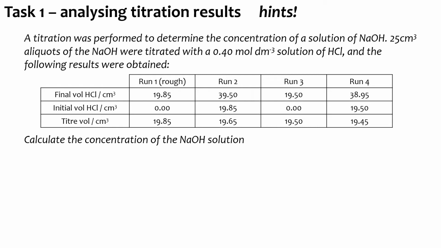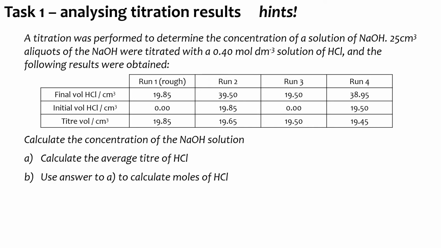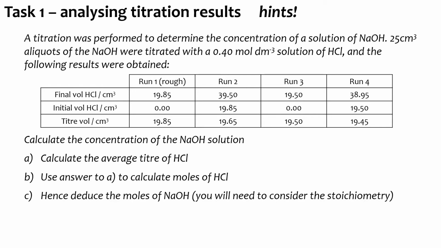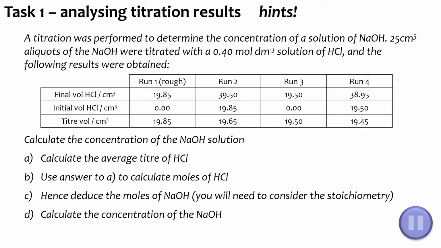So as I said, if you're a little bit confused of how to approach the question, I'm going to give you some steps. If you could do the question and you've got an answer, just make sure that your steps follow mine. So to calculate the concentration of the NaOH solution, first of all, A, calculate the average titre of the HCl. B, use your answer to A to calculate the moles of HCl. C, hence deduce the moles of NaOH. You will need to consider the stoichiometry. And D, calculate the concentration of the NaOH. So see if those little hints, those little steps help you at all. Pause the video again and then the answers will follow.